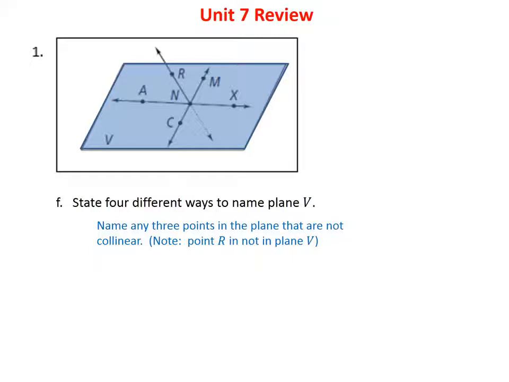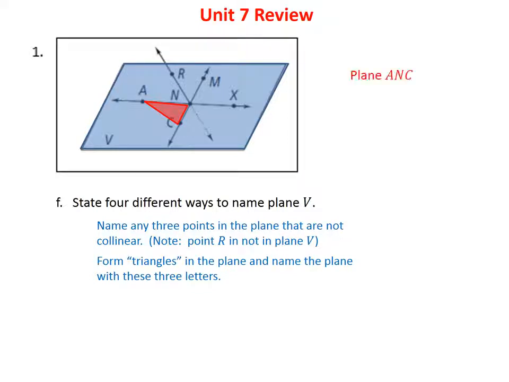In other words, point R, by the way, is the only point I can't use because it's on the line coming through. It's not actually on the plane. So what I need to do is think about mentally forming triangles in the plane and then name the plane with these 3 letters. For example, here's a triangle in the plane with A and C. So I could call this ANC. I could also call it ACN. The order does not matter, although lots of times we can put them in alphabetical order.